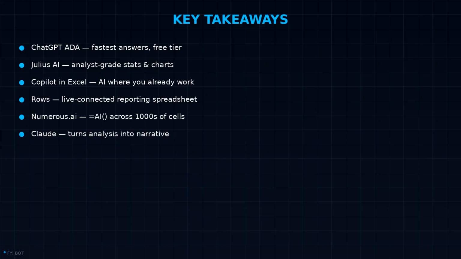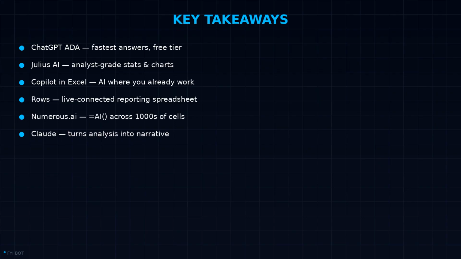Quick recap so you can pick your fighter. Need an answer right now? ChatGPT's Advanced Data Analysis. Need to look professional? Julius. Living in Microsoft 365, Copilot in Excel. Drowning in copy-paste reporting, Rows. Working across thousands of cells inside Sheets or Excel, Numerous.ai. And when the numbers need to become a memo that moves people, Claude.